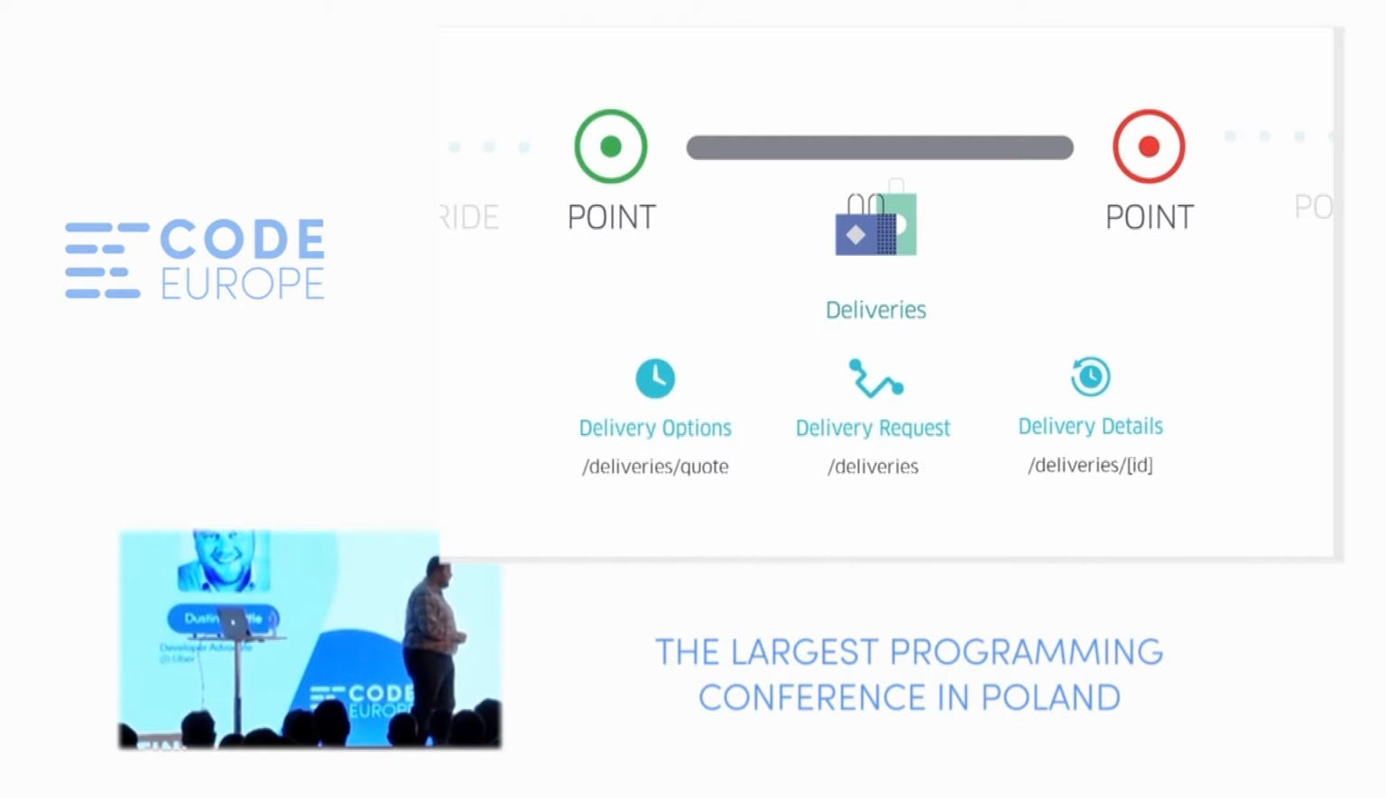And so the deliveries API is really straightforward. It's just like the ride request API. I can get a quote for how much is this going to cost me to go from A to B. And then I can make a request for the delivery. And once the delivery is in progress, I can just check the status of the delivery and say, okay, where is it in the city? How far is it from its destination?